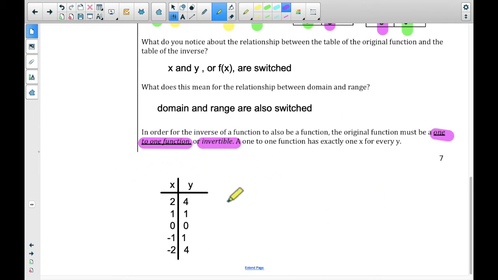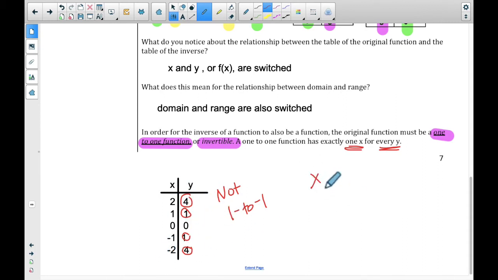If we look at this, this is not a one-to-one function. And I'll tell you why it's not. Do you see how the 4 repeats and the 1 repeats? And so it's not one-to-one. A one-to-one function has exactly one x for every y. So this is not a one-to-one function. Now it is a function because nothing in the x's repeats, but it's not a one-to-one function.